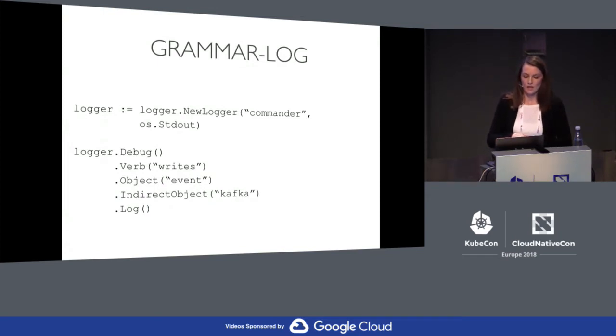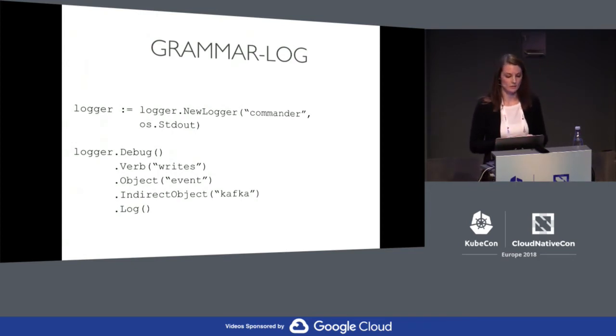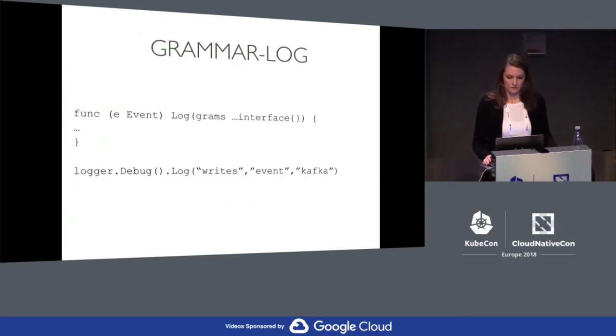And then I'm using debug level. This is a simplistic example: commander writes event to Kafka. This is another way to call the logger using a variadic function, so you pass in only the fields that you need. Same example: commander writes event to Kafka. And you can do this instead of calling each of the separate functions like verb and object.